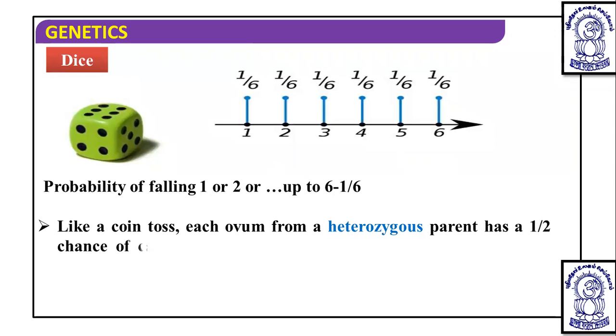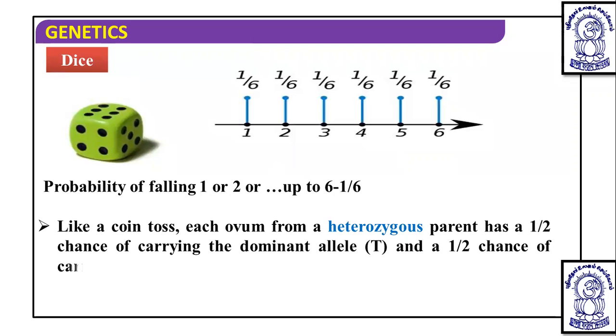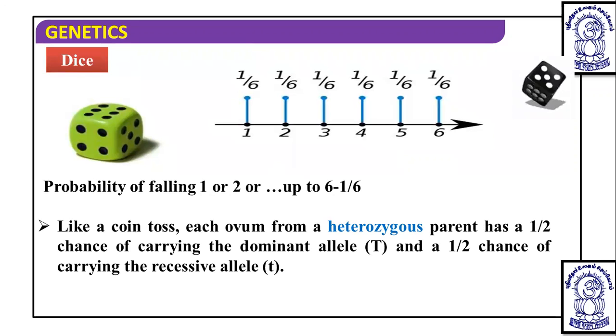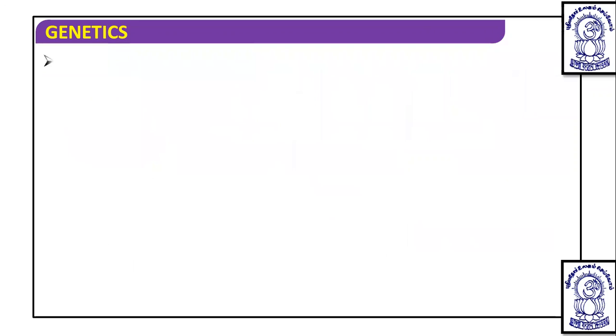Like a coin toss, each ovum from a heterozygous parent has a half chance of carrying a dominant allele and a half chance of carrying a recessive allele. So it can be 50% capital T or it can be small t.